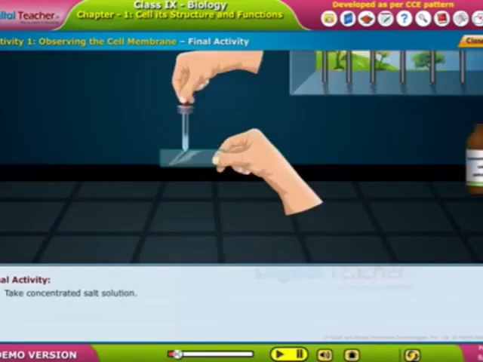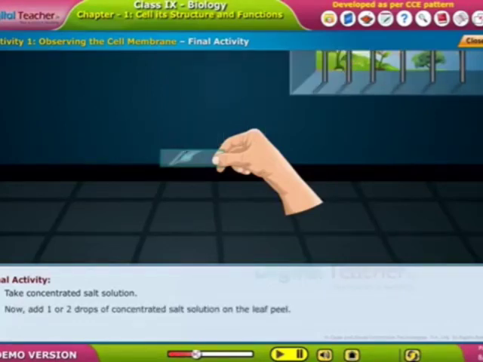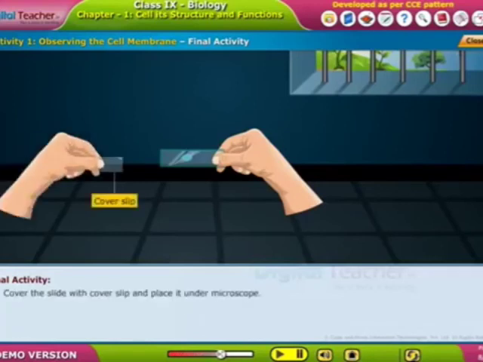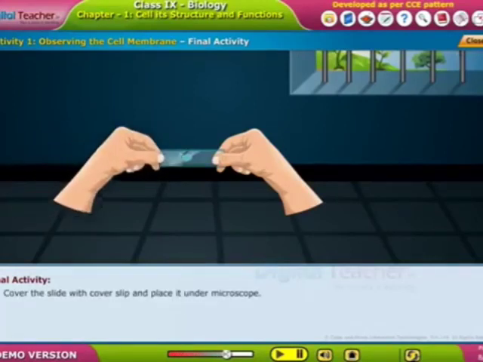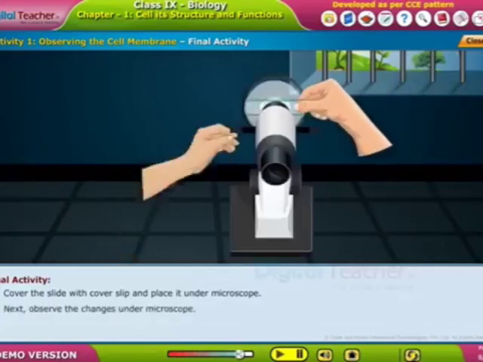Take concentrated salt solution. Now add one or two drops of concentrated salt solution on the leaf peel. Leave it aside for 5 to 10 minutes. Cover the slide with a cover slip and place it under the microscope. Next, observe the changes under the microscope.